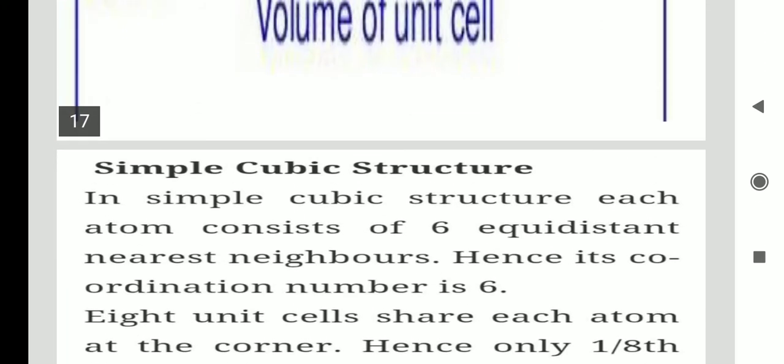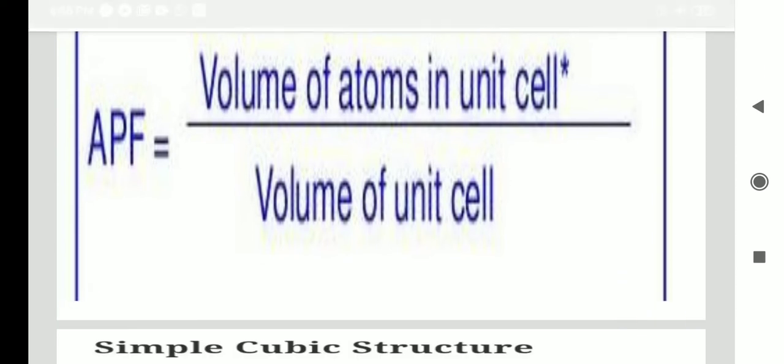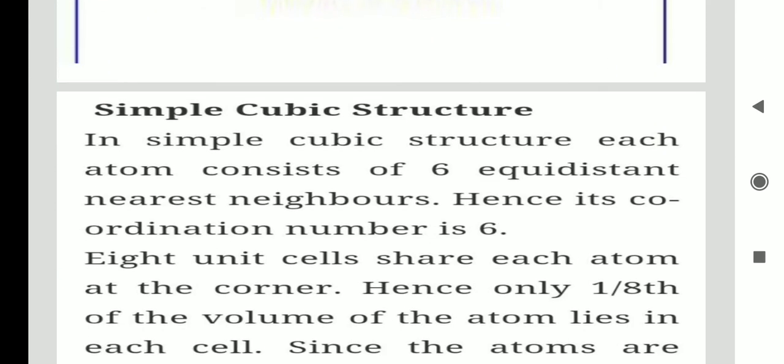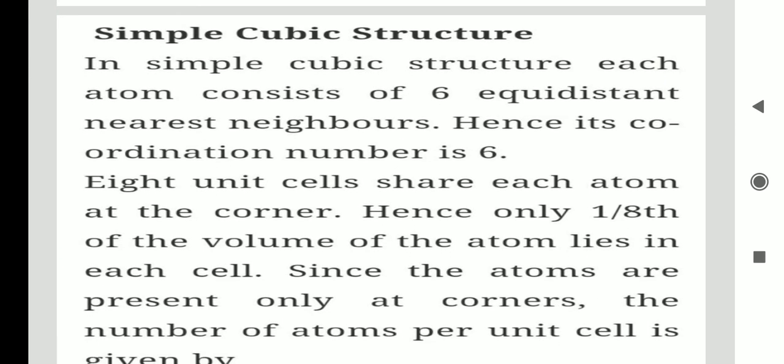Based on these parameters, we define the systems into a few types. One is the simple cubic structure. What is a simple cubic structure? In a simple cubic structure, each atom has six equidistant nearest neighbors. Hence, its coordination number is 6. We already discussed this in the sodium chloride structure. The nearest equidistant atoms are how many? 6 in the simple cubic structure. That's why the coordination number is 6.